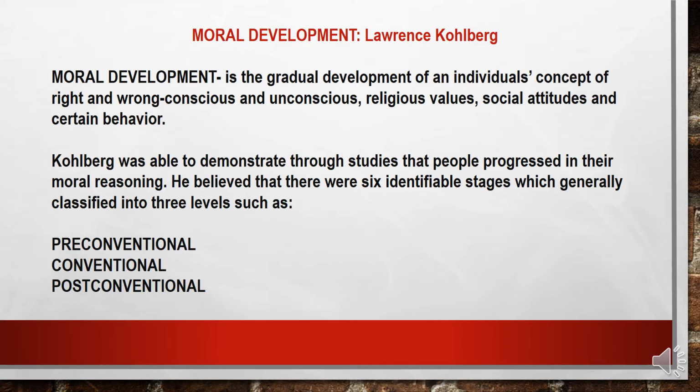He believed that there were six identifiable stages, generally classified into three levels: pre-conventional, conventional, and post-conventional. So when we talk about this moral development, we are also talking about the age of an individual. Let's discuss what the pre-conventional level is.